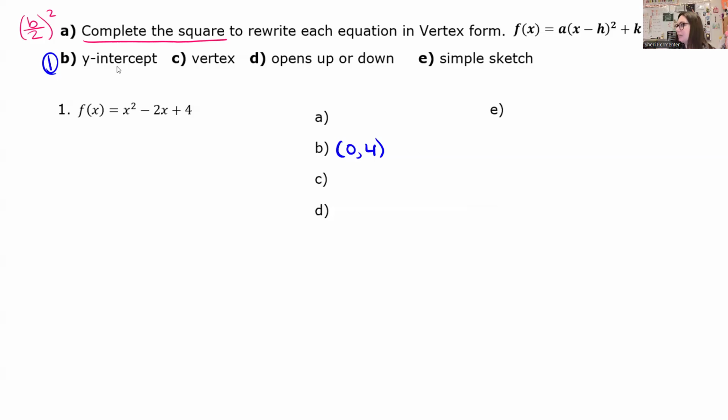Another thing that I can identify is whether or not you're going to open up or open down, based on A. Is that positive or negative at the very beginning? It's positive, so we're going to open up.